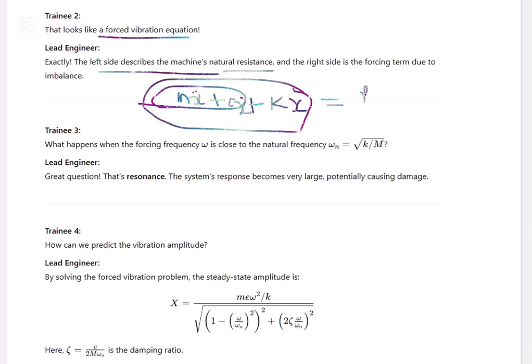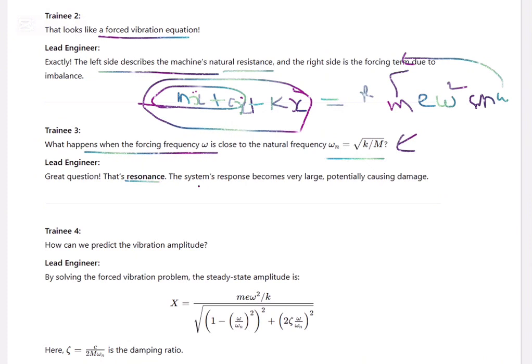On the right hand side, that m e omega squared sine omega t is the forcing due to imbalance. What happens when the forcing frequency omega is close to the natural frequency omega n? That's resonance. The system's response becomes very large, potentially causing damage.